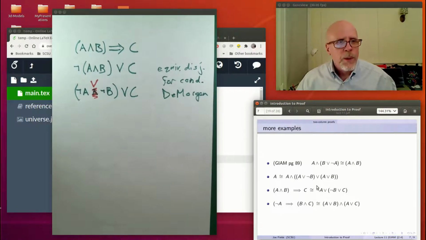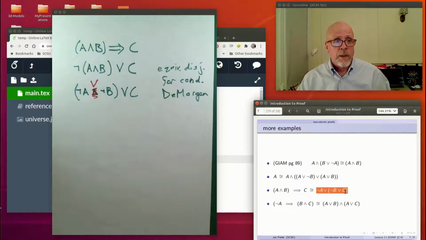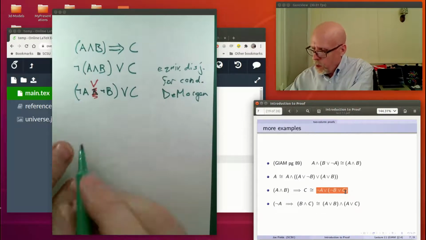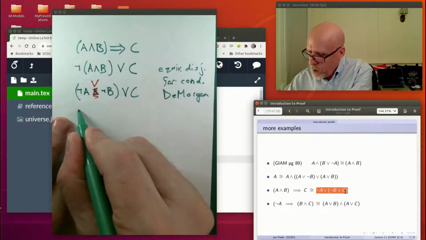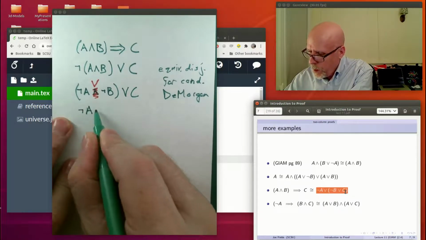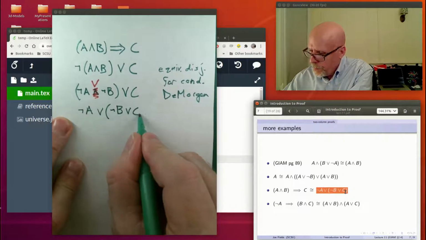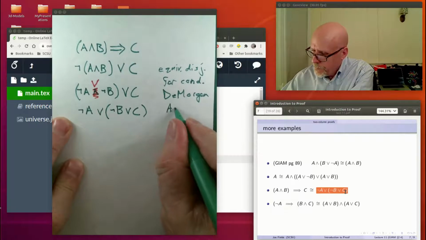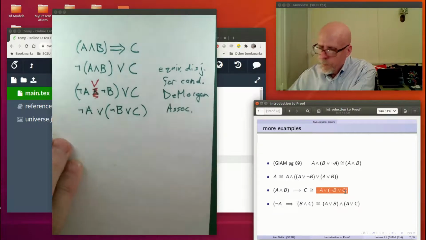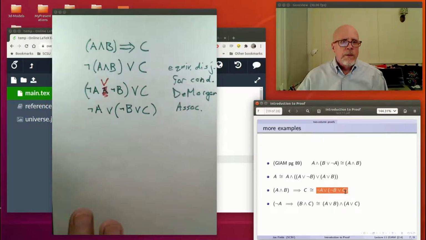All right, so are we there? Not quite. We want it to look like that: not A or with, not B or C. Oh, but that's fine. The only difference between those two is how the parenthesization is. And we can just, with one application of the associative law, get to it. Not A or with, not B or C. Groovy.